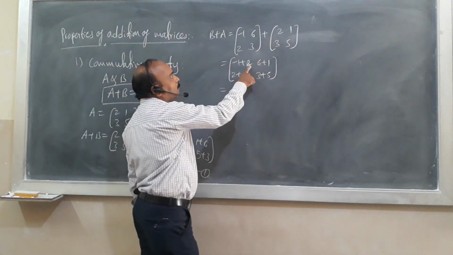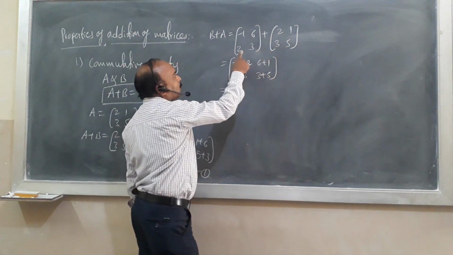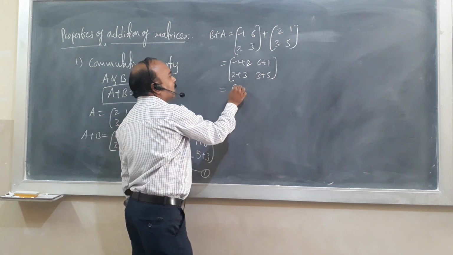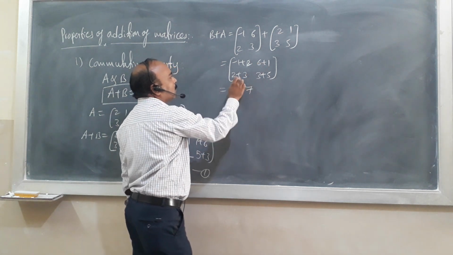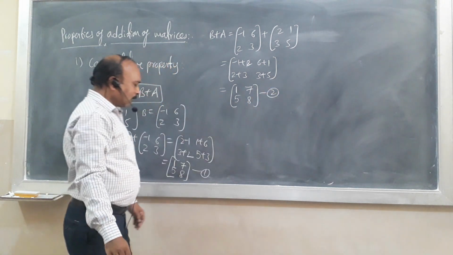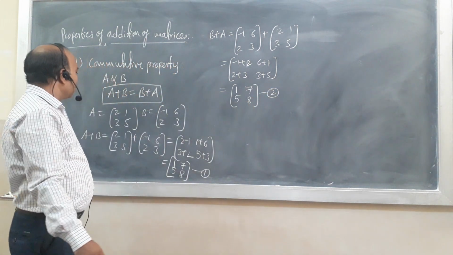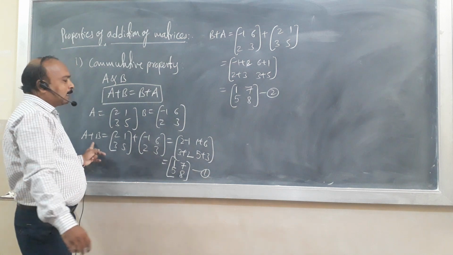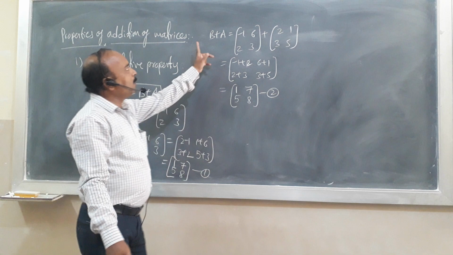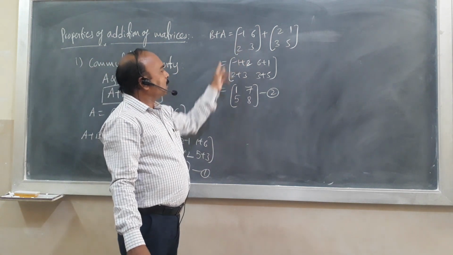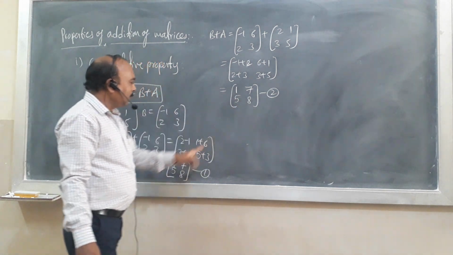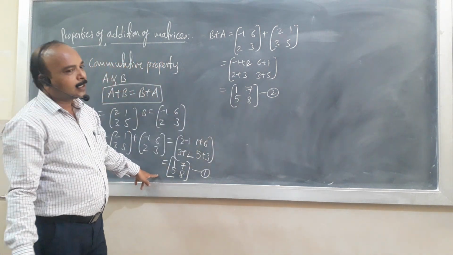1 plus 2, 6 plus 1, 2 plus 3, 3 plus 5. Now you get 1 7 5 8. Now call this as 2. Now what you are observing from equation number 1 and 2, 1 is nothing but A plus B, its elements are 1 7 5 8, and B plus A is another matrix, its elements are 1 7 5 8. Now we observe that the elements of A plus B and B plus A are equal.